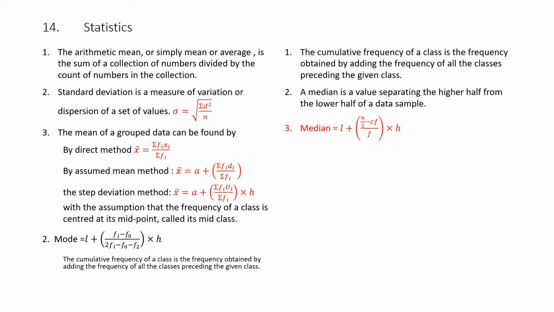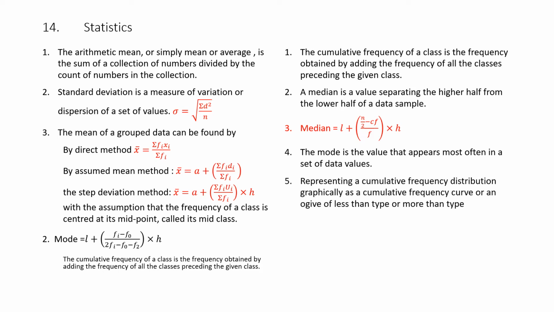Median is equal to L plus within brackets n by 2 minus cf divided by f into h. The mode is the value that appears most often in a set of data values.